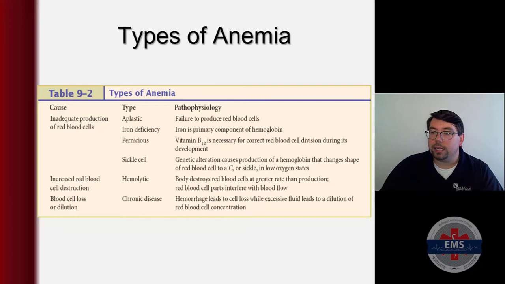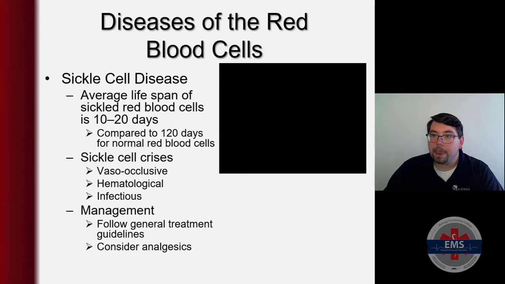Increase in red blood cell loss, that's a hemolytic anemia, where the body destroys red blood cells at a greater rate than production. That can lead again to problems with oxygenation. And then other chronic diseases. Hemorrhage leads to cell loss, whereas excessive fluids lead to a dilution of red blood cell concentration.